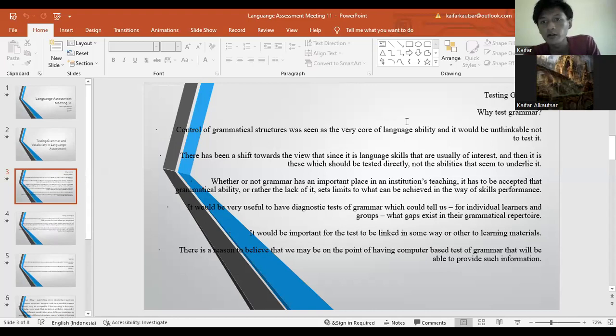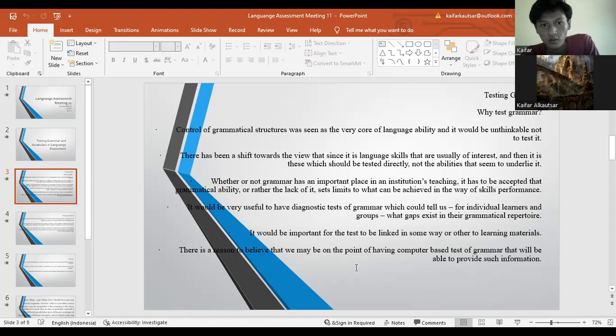Testing grammar. Why test grammar? Control of grammatical structures was seen as the very core of language ability, and it would be unthinkable not to test it. There has been a shift towards the view that since it is language skills that are usually of interest, it is this which should be tested directly, not the abilities that seem to underlie it. Whether or not grammar has an important place in an institution's teaching, it has to be accepted that grammatical ability, or rather the lack of it, sets limits to what can be achieved in the way of skills performance.